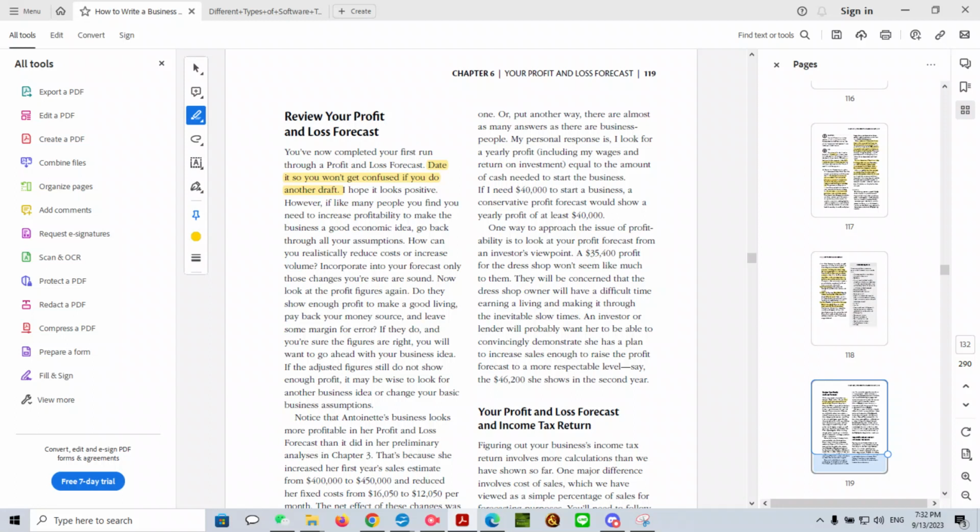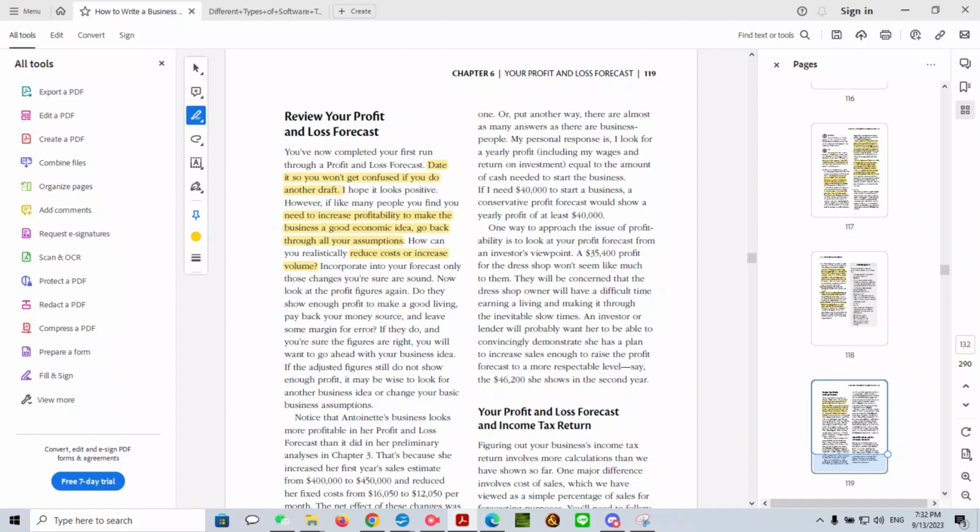If you're finding that your profitability is too low, if you need to increase profitability and make the business a good economic idea, go back through all your assumptions. How can you reduce costs or increase volume? When they say volume, that means quantity of sales and quantity of revenue.